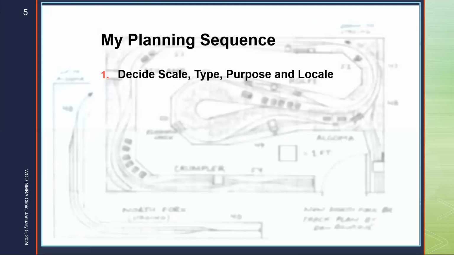So let's take a look at what I set out to do. The HO scale was locked in from my earlier layout. I wasn't going to go smaller to N. I didn't have space, as you'll see in a moment, for O scale, and I already had a lot invested in HO. So that was a given. This is a prototype layout. I modeled the TH&B railroad, and that carried on from my first layout to this newest one.